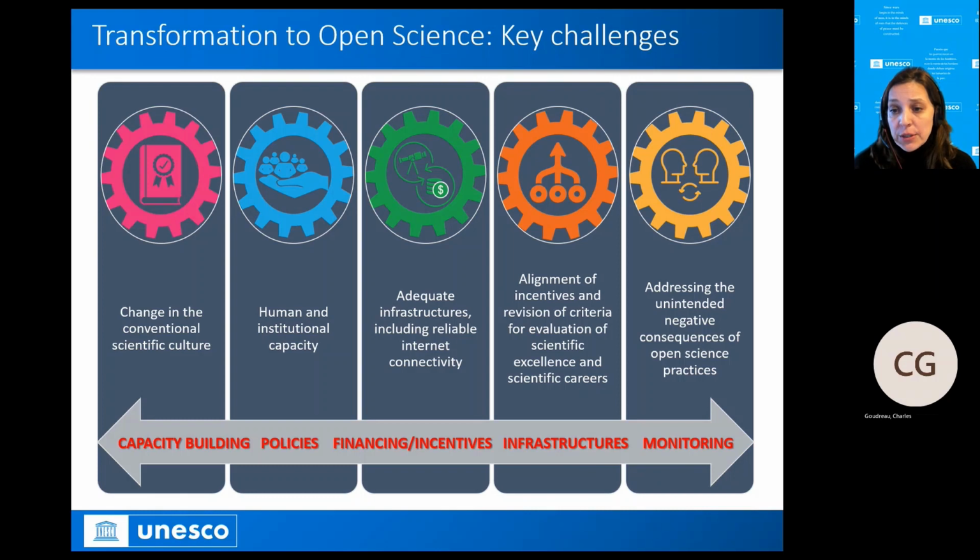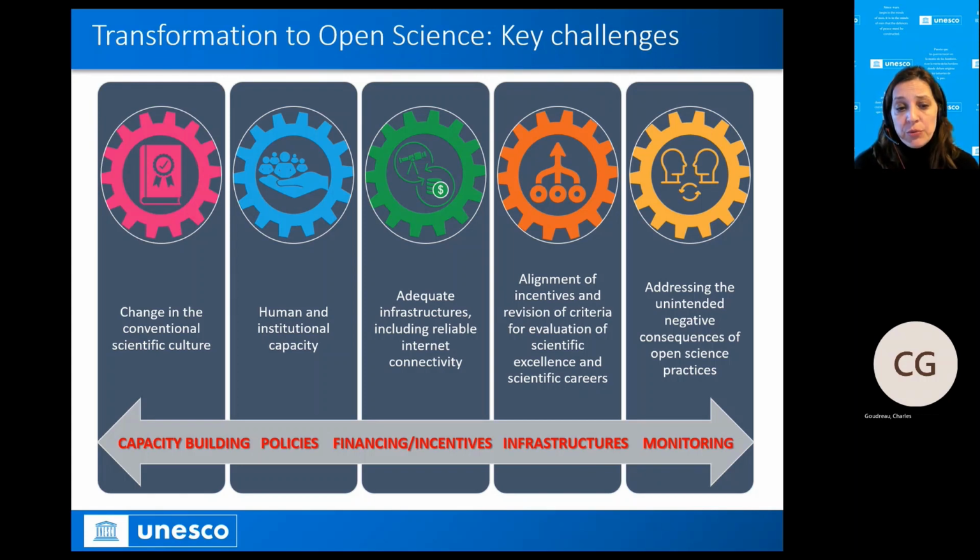And then there is, of course, the need to address some of the unintended negative consequences of open science practices, such as, for example, APCs, article processing charges, which we see with the rise of open access publishing, and some other unintended negative consequences that need to be highlighted and addressed as well. And again, I believe this meeting will be focusing on some of those as well.